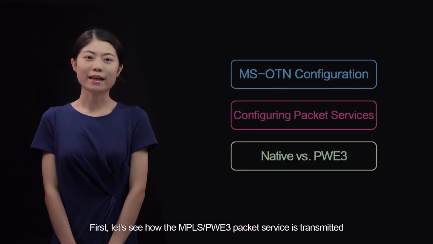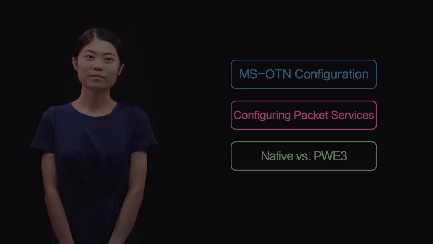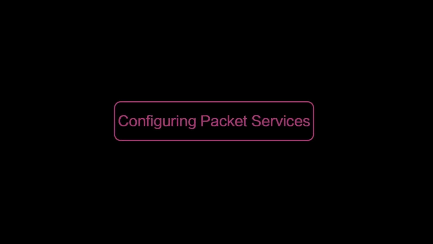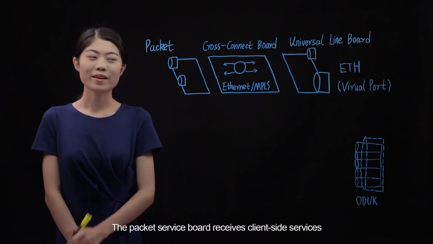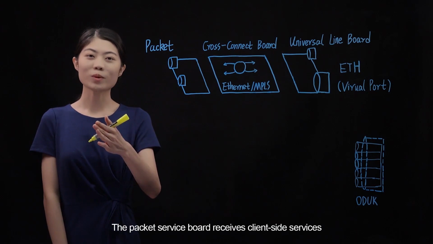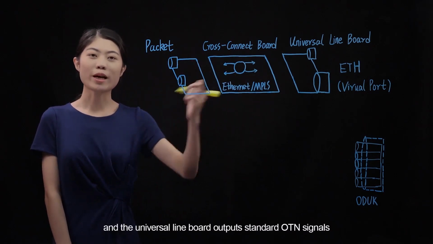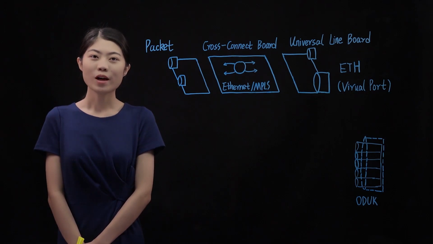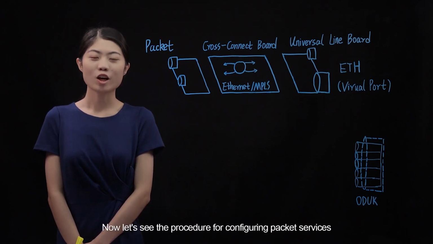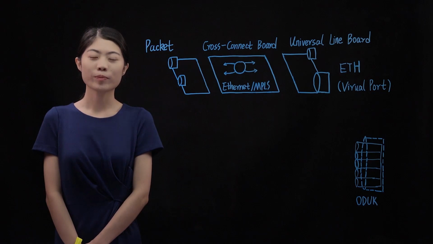First, let's see how the MPLS/PWE3 packet service is transmitted. The packet service board receives client-side services, and the universal line board outputs standard OTN signals. Now let's see the procedure for configuring packet services.